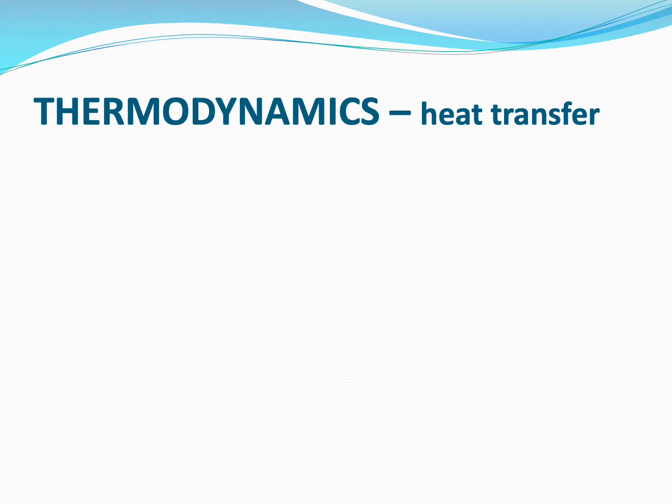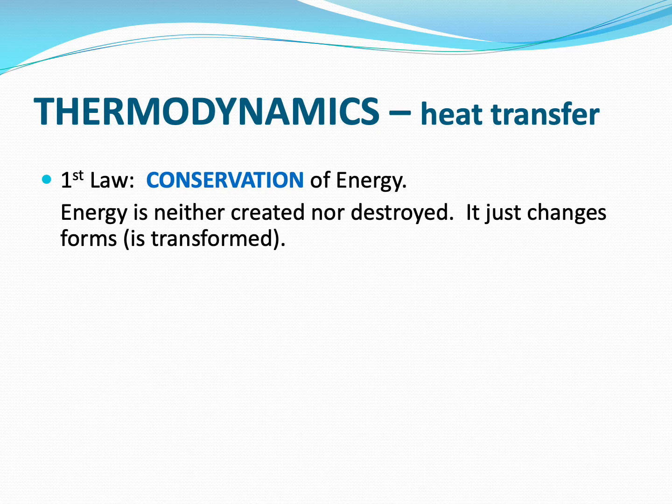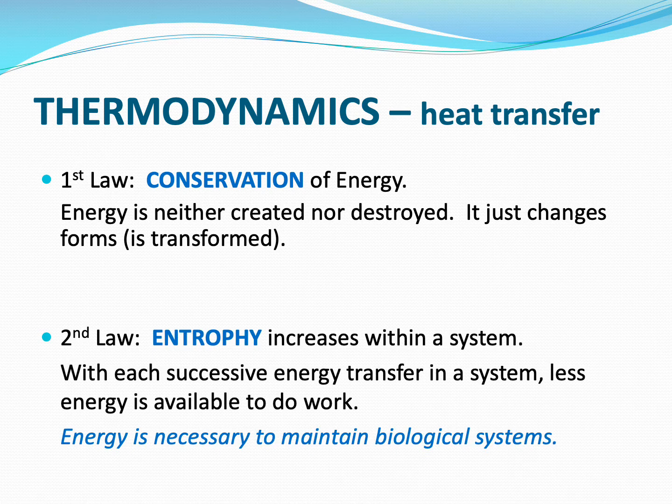When heat is transferred from one system to another, we call that thermodynamics. And Sir Isaac Newton came up with three laws. We're going to talk about two of them today. The first law is the conservation of energy. Energy is neither created nor destroyed. It just changes forms. It's transformed. And so we're going to talk about the sun being the source of energy in our ecosystem and how that's transformed between the different layers of the food chain. The second law of energy is entropy, that entropy increases within a system. With each successive energy transfer in a system, less energy is available to do work. Energy is lost. But we do require energy to maintain biological systems.